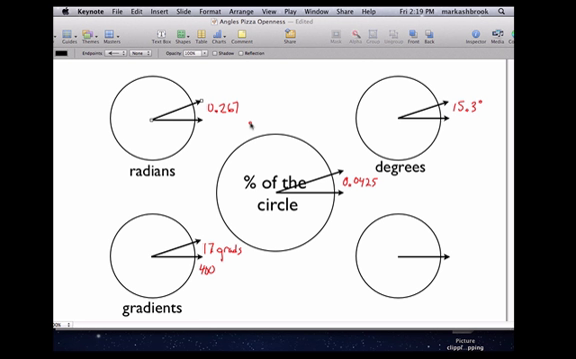A gradient is just another way of measuring angles such that 400 makes a full circle. It's just like degrees, but instead of 360, it's 400 to get all the way around.